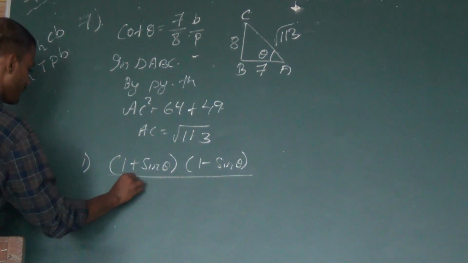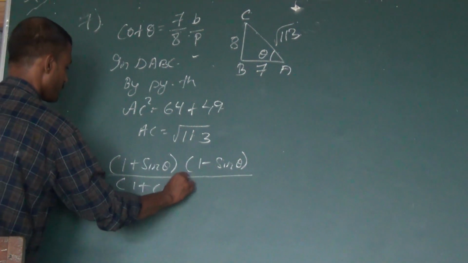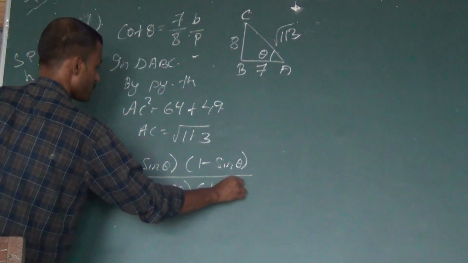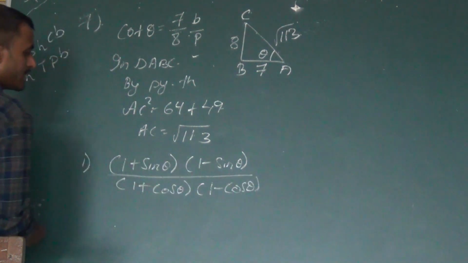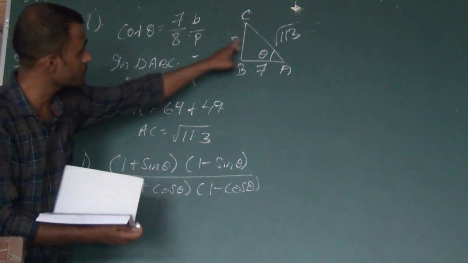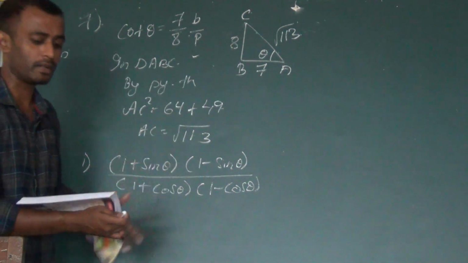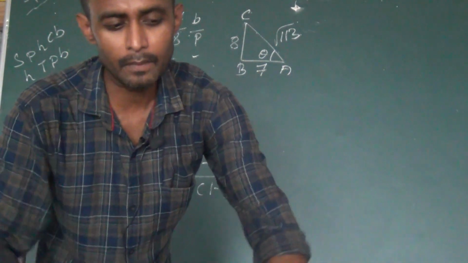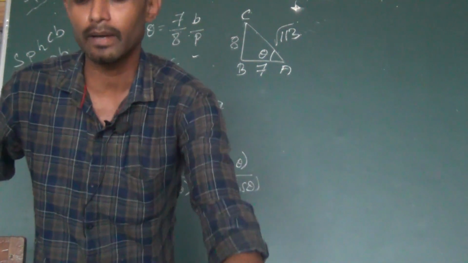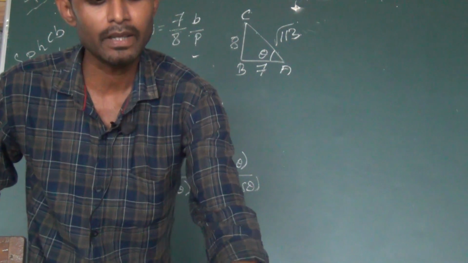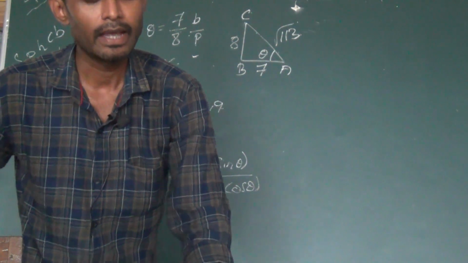Again here, 1 plus cos theta, 1 minus cos theta. Straight away we can put the numbers from here also, but better you apply the formula so that this becomes short. I'll apply the formula here: a plus b, a minus b. What is the formula? a square minus b square, right? We have done this many times. a plus b, a minus b gives a square minus b square.